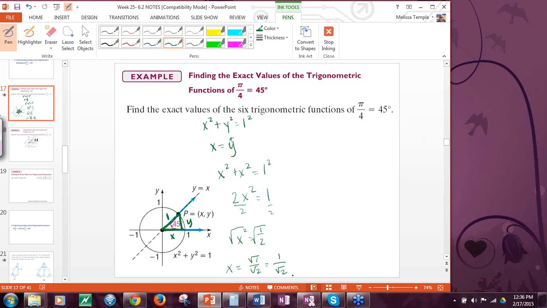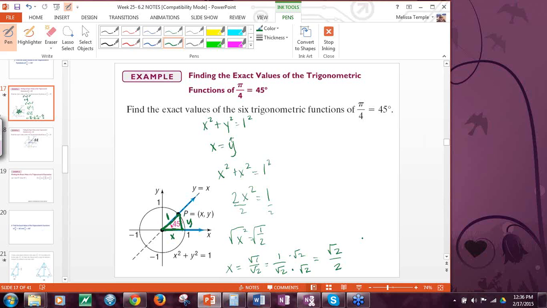Now here's our thing: I can't have a square root in the denominator, so I need to rationalize it. Multiply the top and bottom by the square root of 2. So on top, 1 times the square root of 2 is the square root of 2, and on bottom, square root of 2 times the square root of 2 is 2.